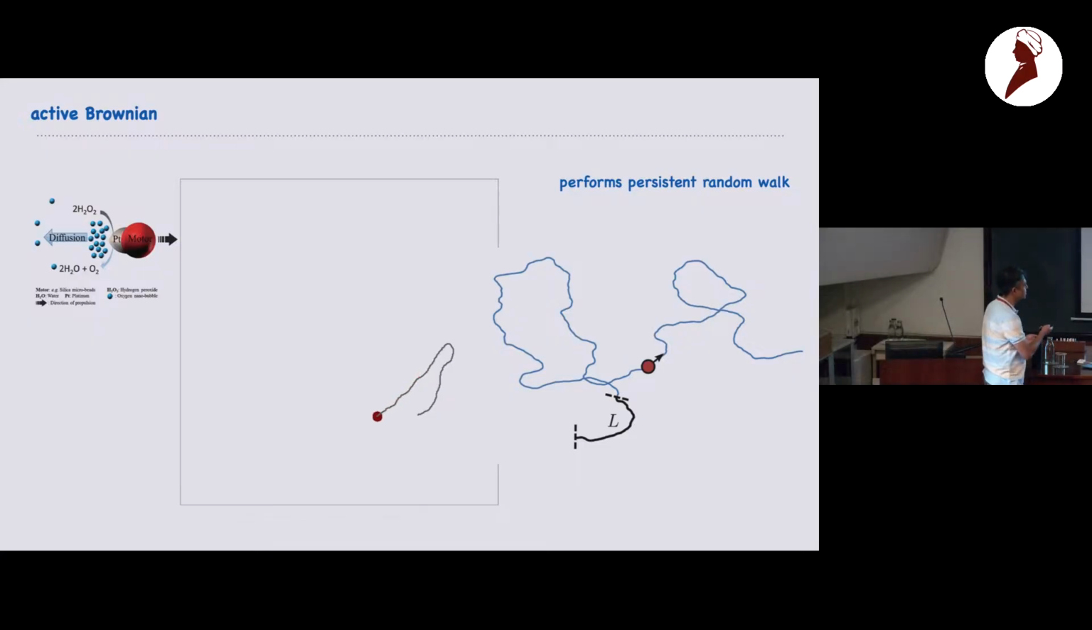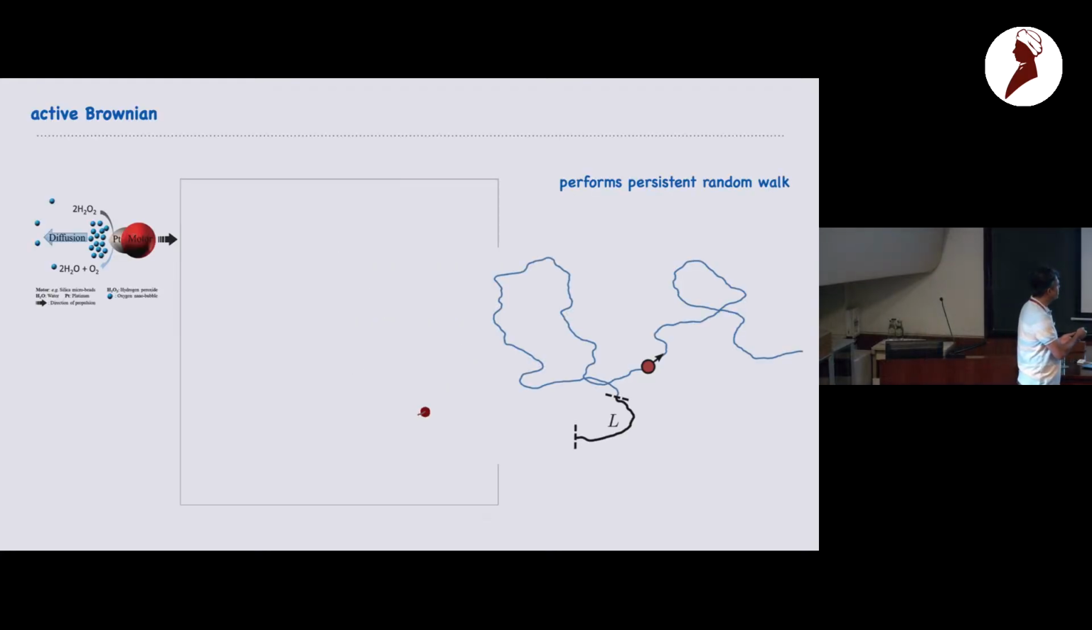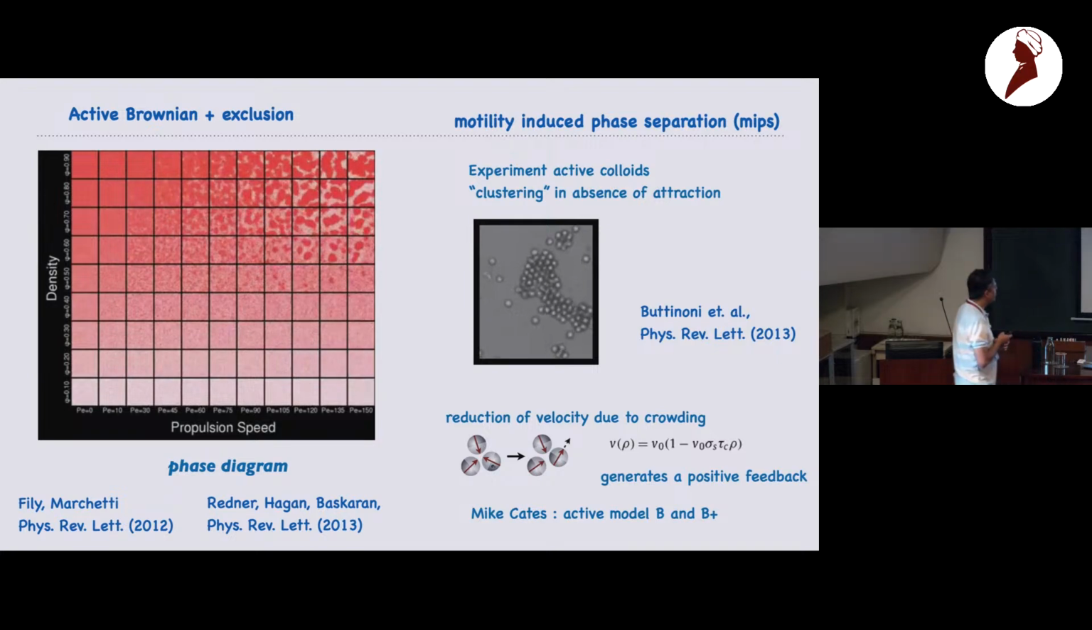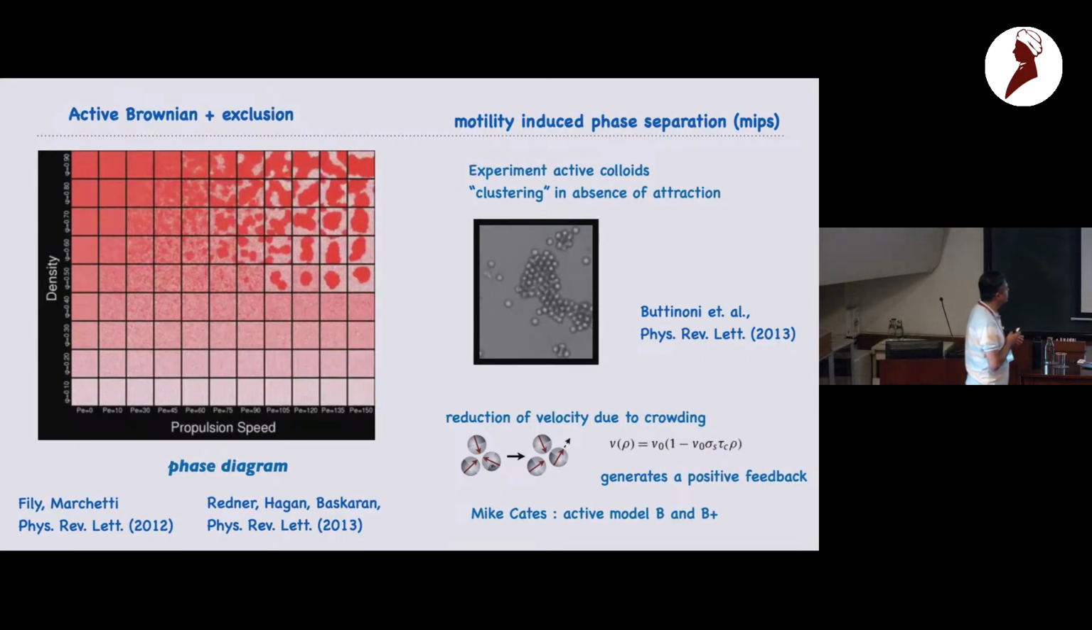Persistent motion, so this is a cartoon of the persistent motion. I think all of us understand what it is, so I'll jump to the next slide. What I showed is that this persistent motion can be modeled by some active Brownian model. And then there can be interactions. Interactions could be repulsion or could be alignment. So these two kinds of interaction. Let's have a closer look at what comes out from these interactions.